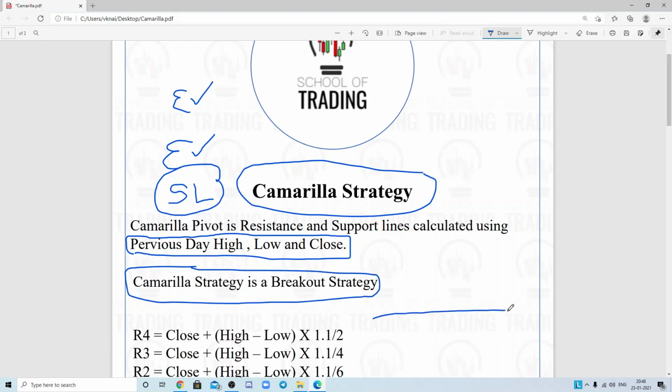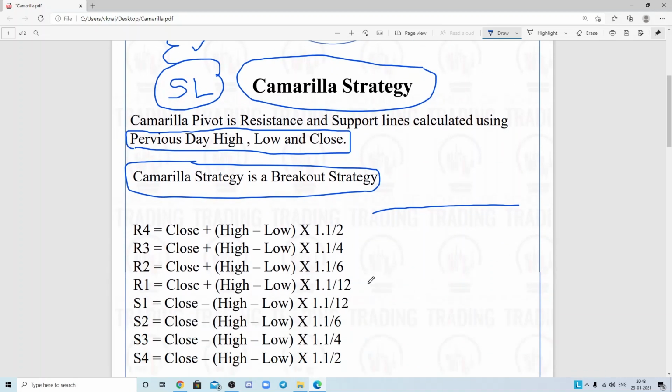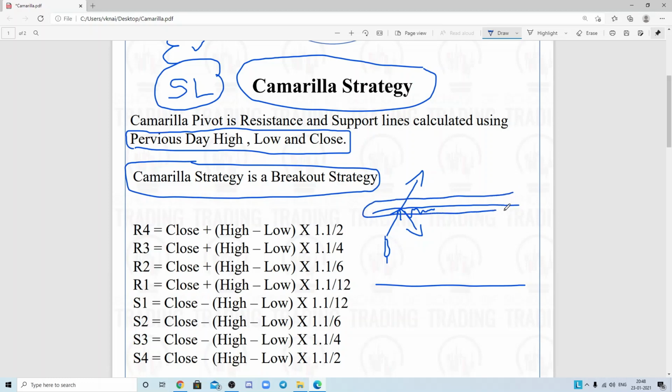Imagine this is a resistance line and then you have a support line. Okay, the price is trading at this point, let us imagine, and the price is slowly moving up. At this resistance level, either the price will come down, the price might consolidate a little bit over here, or the price might break up. It will break out of this resistance line. So this breakout is where you trade.